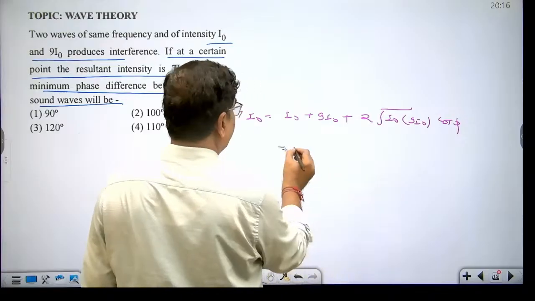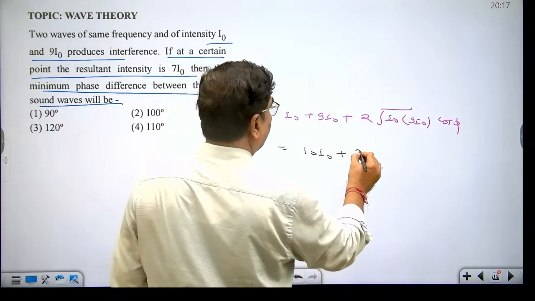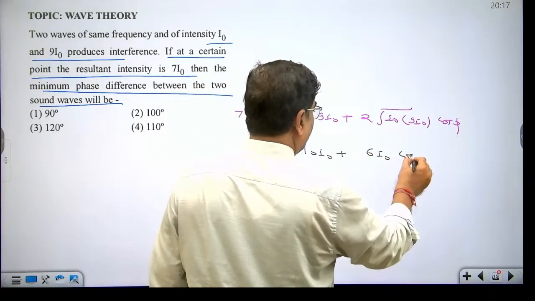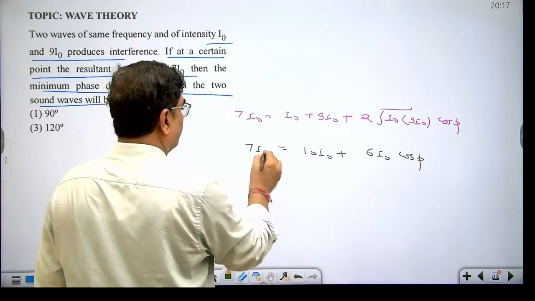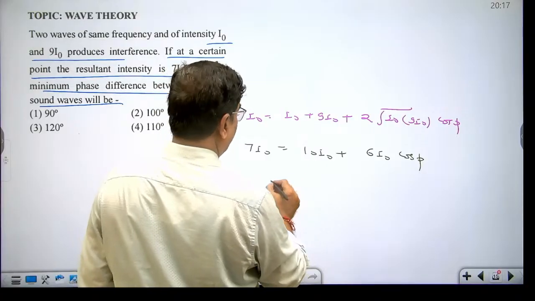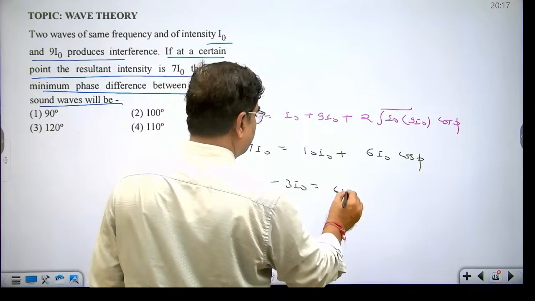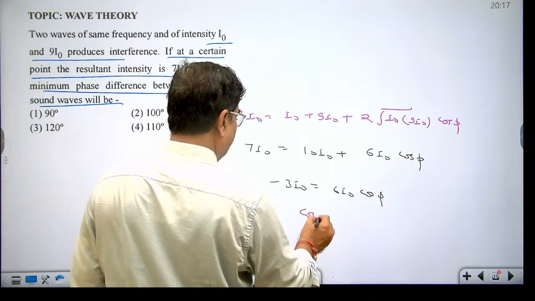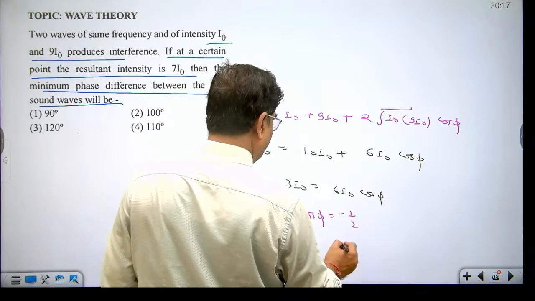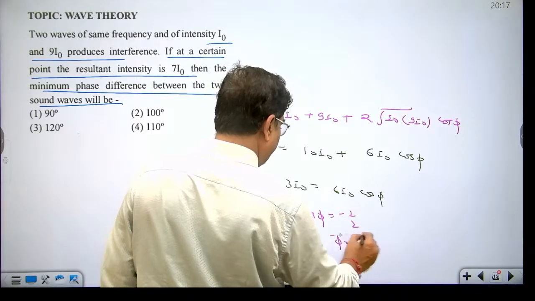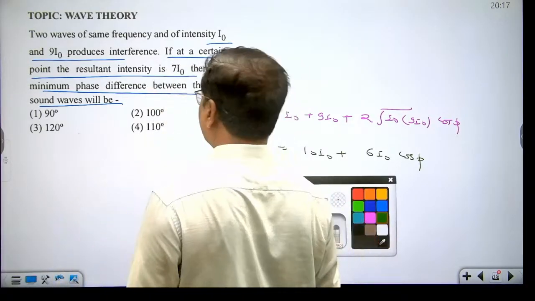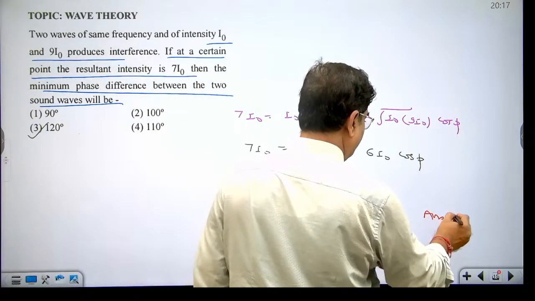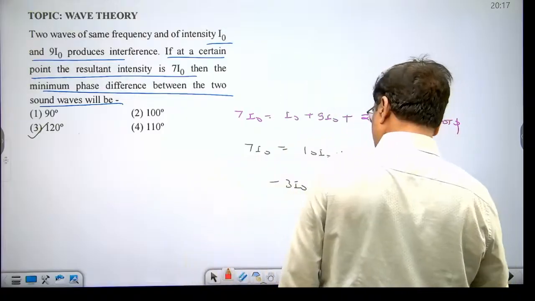After solving this, we will get 10I node plus 6I node cos phi. This is 7I node. This is 10I node. So this is minus 3I node equal to 6I node cos phi. So after solving this, we will get cos phi equal to minus 1 upon 2. So phi equal to 120 degree. So out of 4 choice, the correct answer is option 3. Option 3 is the correct answer.